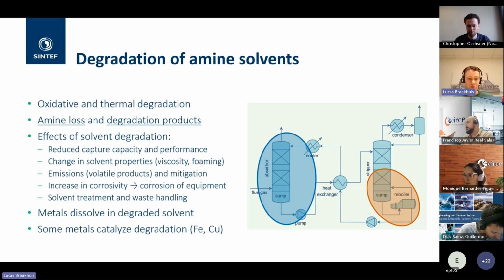It's also important to note that, of course, corrosion is important to monitor for the integrity of the equipment, but there's an additional effect at play here. The metals can dissolve into the degraded solvent, and some of these metals, like iron and copper, that are typically found in the construction materials, are found to catalyze the degradation and to speed up the degradation of the solvent.